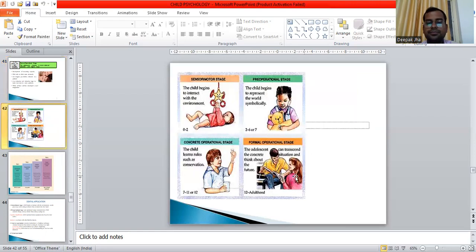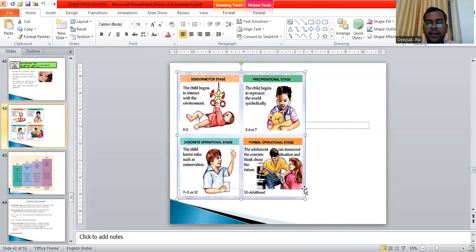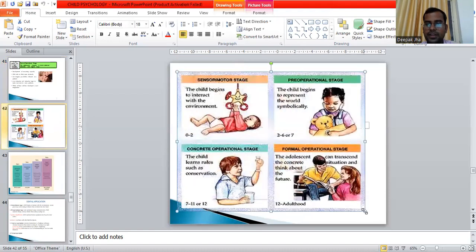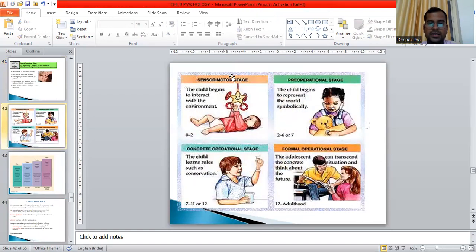So this is again regarding Jean Piaget's stages. Firstly is the sensory motor stage. You can see the child loves to see, loves to touch. This is a toy that he loves to see and touch. The child begins to interact with the environment through his senses, sensory and pleasure motor activities. Next is the pre-operational stage.